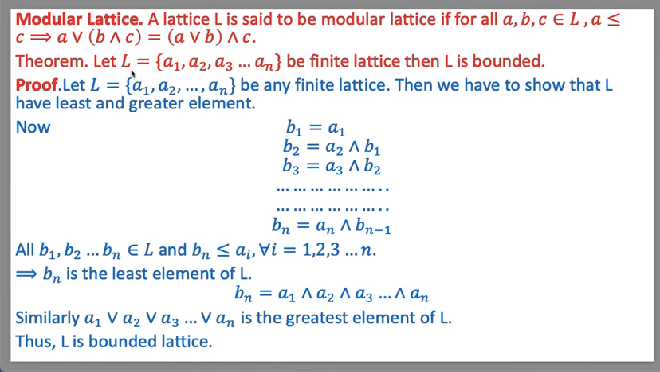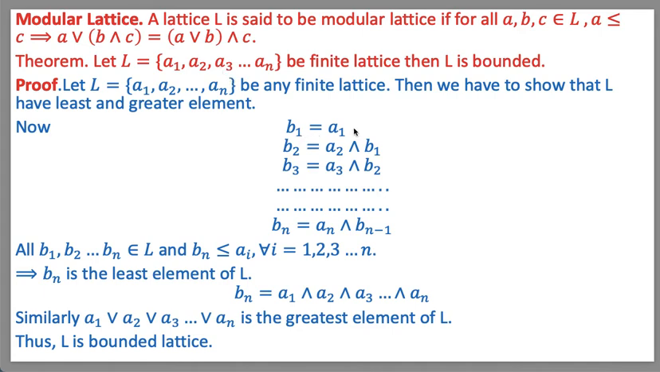Now we have one theorem. Suppose L is equal to {A1, A2, A3, up to An}, some finite lattice. Then we will show that L is bounded. This will be a bounded lattice if it contains a least and greatest element. Suppose L is any finite lattice, and now we will show that it contains a least element as well as a greatest element.